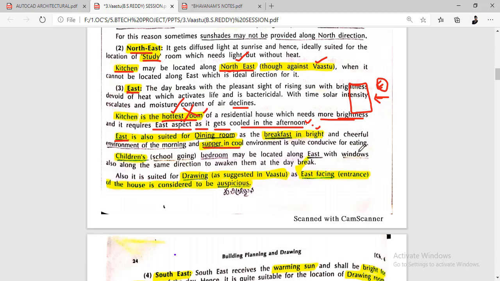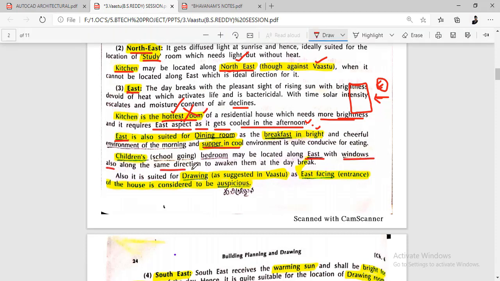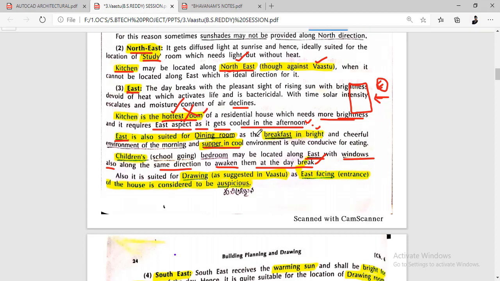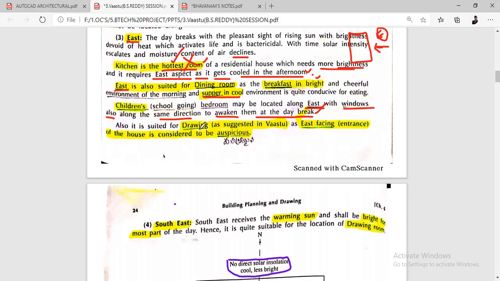And children too: the children's bedroom may be located along the east with windows, facing the same direction, to awaken them at daybreak. If you place the children's bedroom in the east direction, whenever they wake up it will be bright, and if you provide windows, the rays will fall directly into the bedroom. That's a good choice for us.